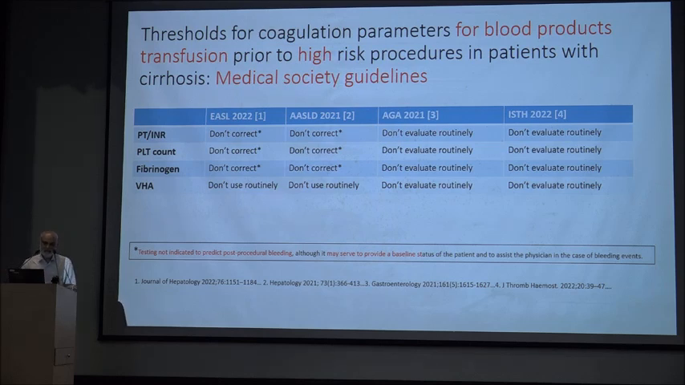So the basic question is, even if we find out which patients are at high risk, does giving prophylactic corrections really decrease the risk of bleeding? And is there any benefit of giving prophylactic blood product transfusions to patients who are not bleeding? Though many societies indicate that these should not be evaluated routinely, testing may serve as a baseline status. They acknowledge that testing is not indicated to predict post-procedural bleeding, but it serves as a baseline. If the patient starts bleeding, then you can utilize these.